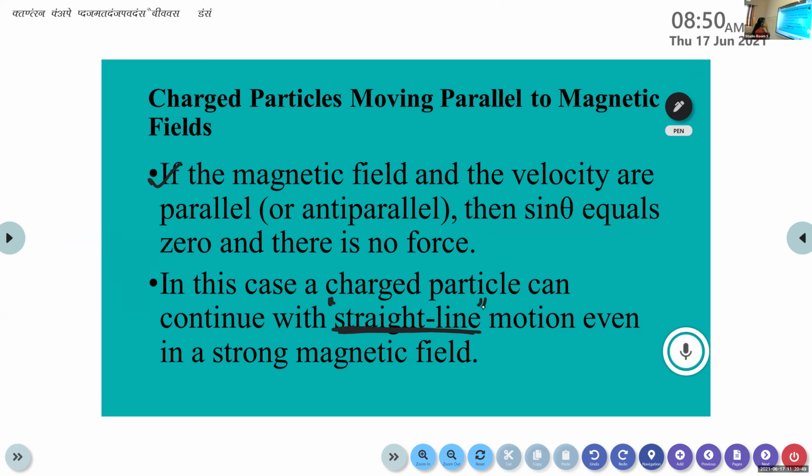So here, if the magnetic field and the velocity are either parallel or anti-parallel, the angle between them is equal to 0. So the sine theta component will be equal to 0. So no force is experienced by the charged particle if it is moving parallel to magnetic field. And also in this case, we should write down both the points, right? Yes, of course. You only need to point out the main points. That is, the angle between them is equal to 0 and they should follow a straight line motion. That's all.